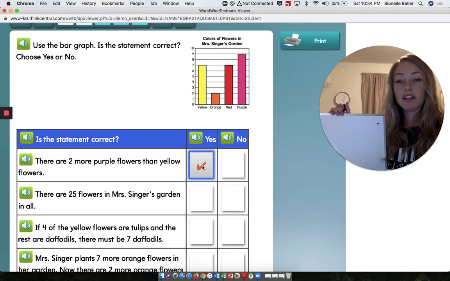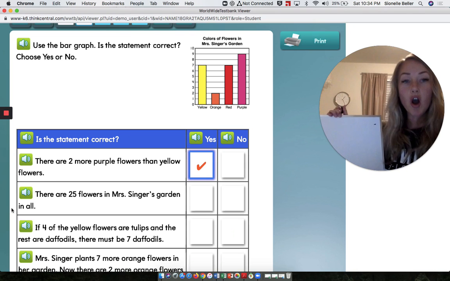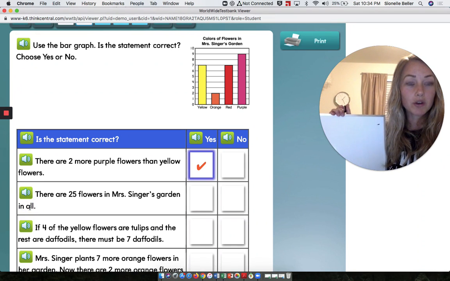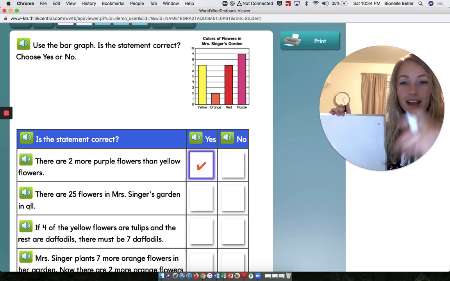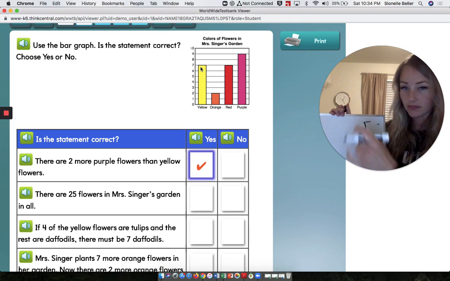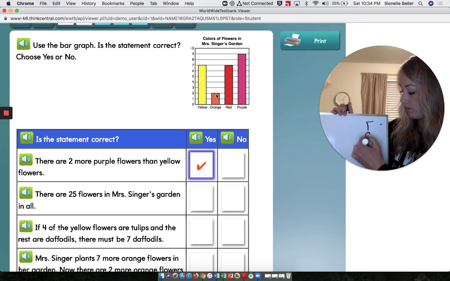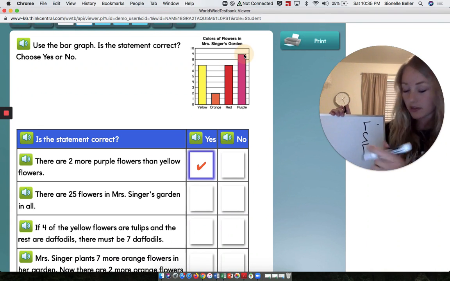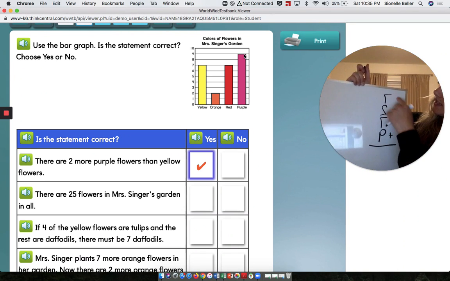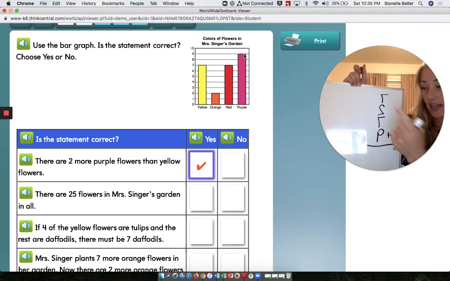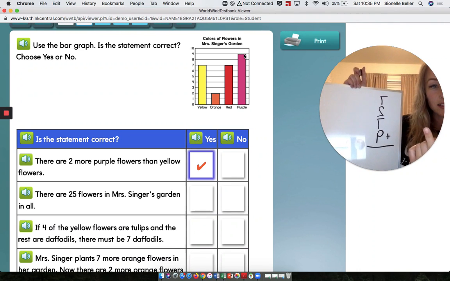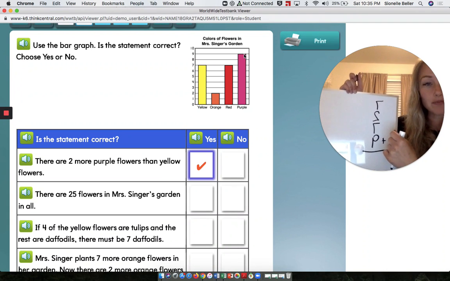Next one says there are 25 flowers in Mrs. Singer's garden in all. In all means we are going to add all the flowers together. So we've got our yellow flowers, which is 7. Our orange flowers, which is 2. Our red flowers, which is 7 as well. And our purple flowers, which is 9. And we have to add all those together to see how many flowers are in that garden. 7 plus 2 is 9. Plus 7 is 16. Plus 9 more is 25.